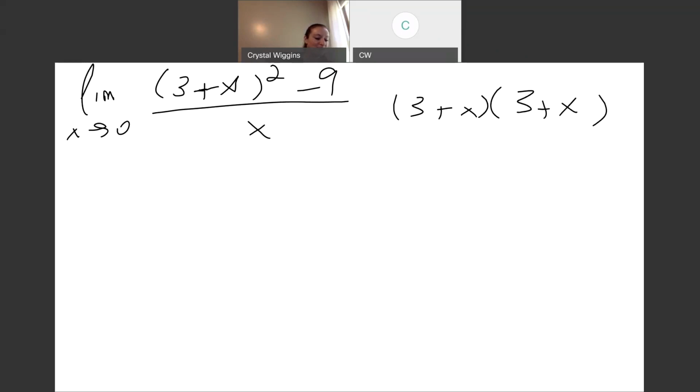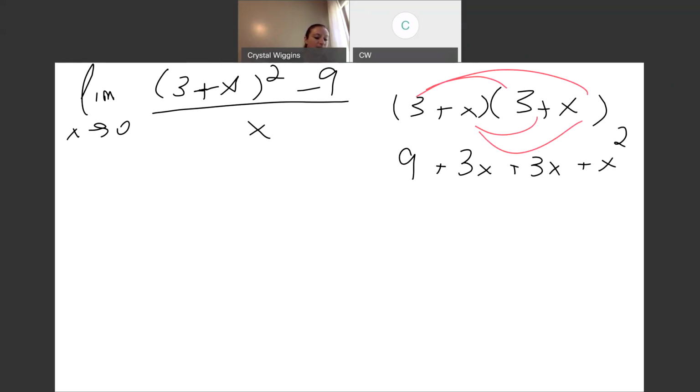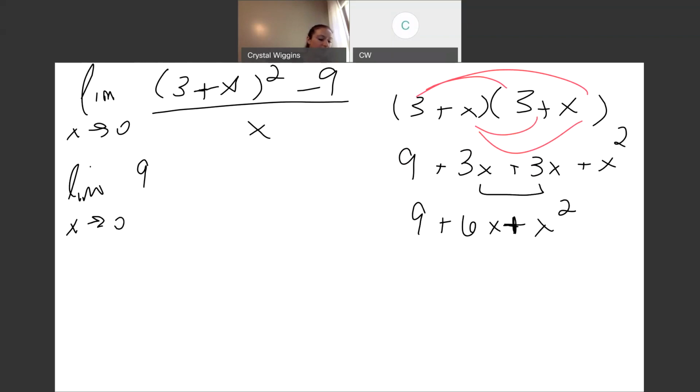So recall from your algebra days that you would need to distribute. So this gives us 3 times 3, which is 9, 3 times x, which is 3x, x times 3, which is 3x, and x times x, which is x squared. Combine like terms, we get 9 plus 6x plus x squared for the binomial squared part. So now I'm going to write that in. So I'm still taking the limit as x approaches 0. My numerator is now 9 plus 6x plus x squared minus 9 over x.